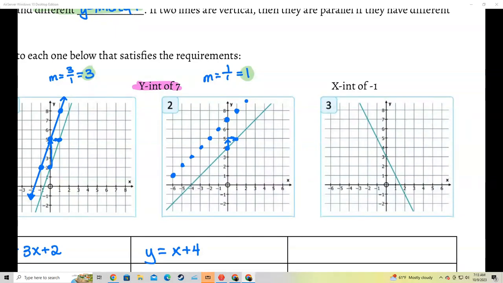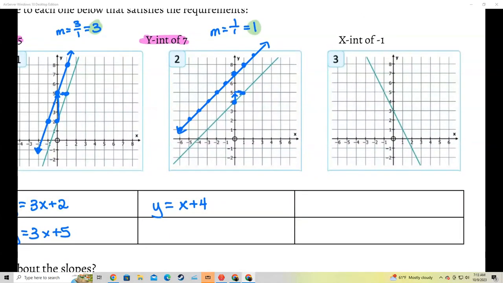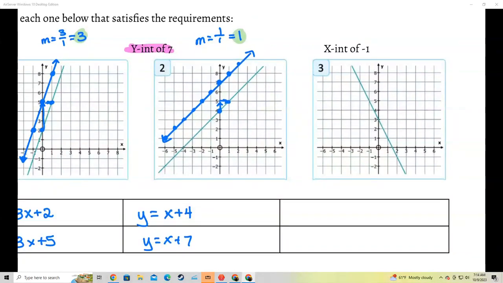If you connect these, I want you to notice that your line is never going to touch the other line, right? They're running parallel to each other, which is exactly what I wanted. So the equation of this line is going to be y equals x plus 7. Then for the last one, I want to have it parallel, but I want to have an x-intercept of -1.